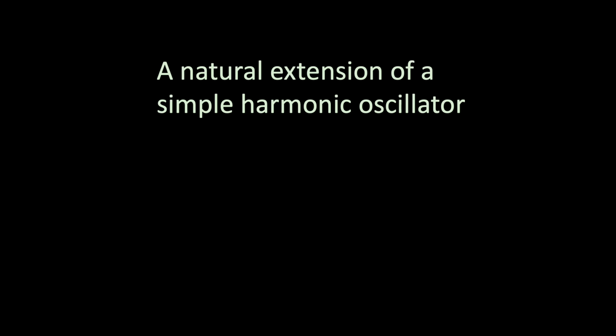Now, a natural extension of a simple harmonic oscillator is to consider a classical wave, which consists of a series of coupled harmonic oscillators. An example of a classical mechanical wave is provided by a rope held by two people under tension. If one of the people then rapidly moves their hands up and down, you will see a wave pulse moving along the rope.